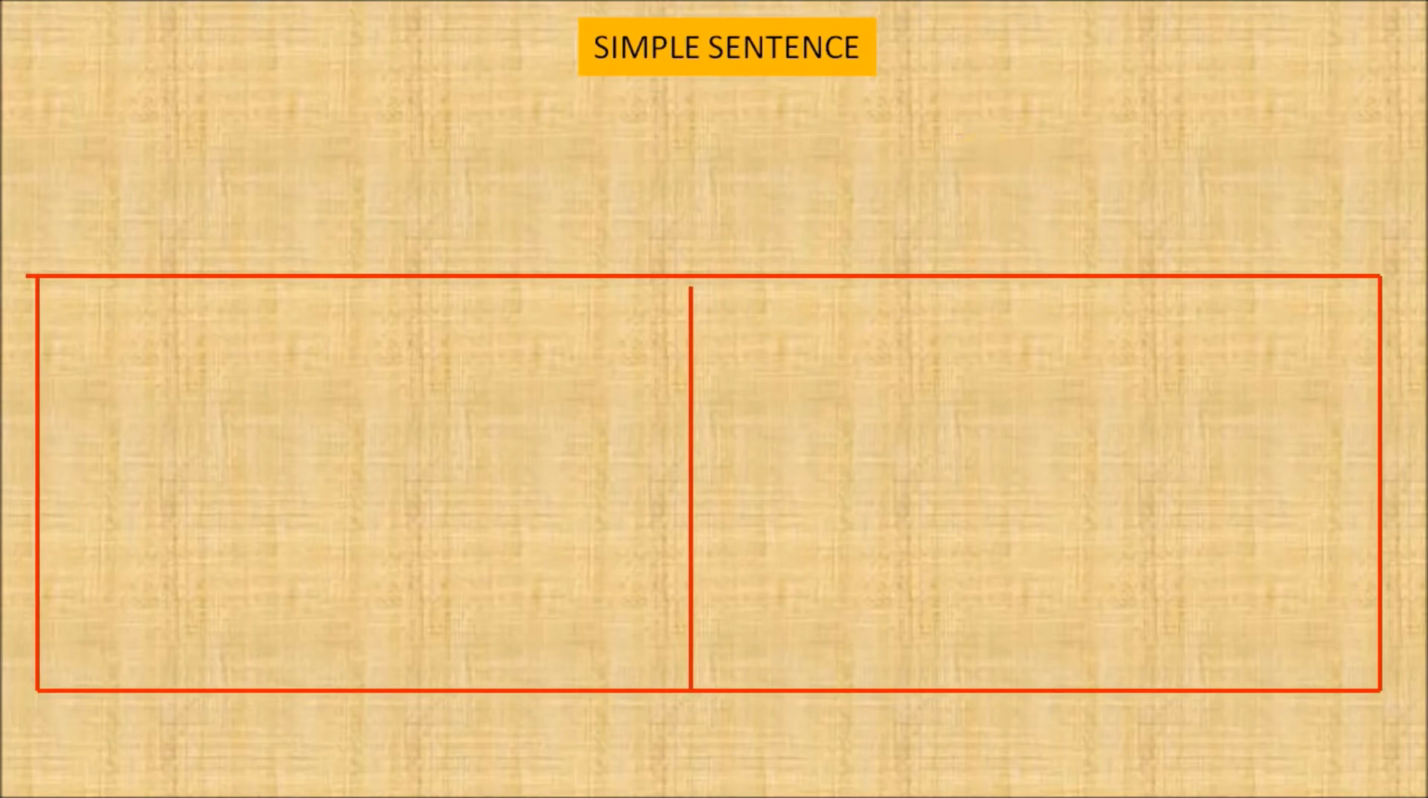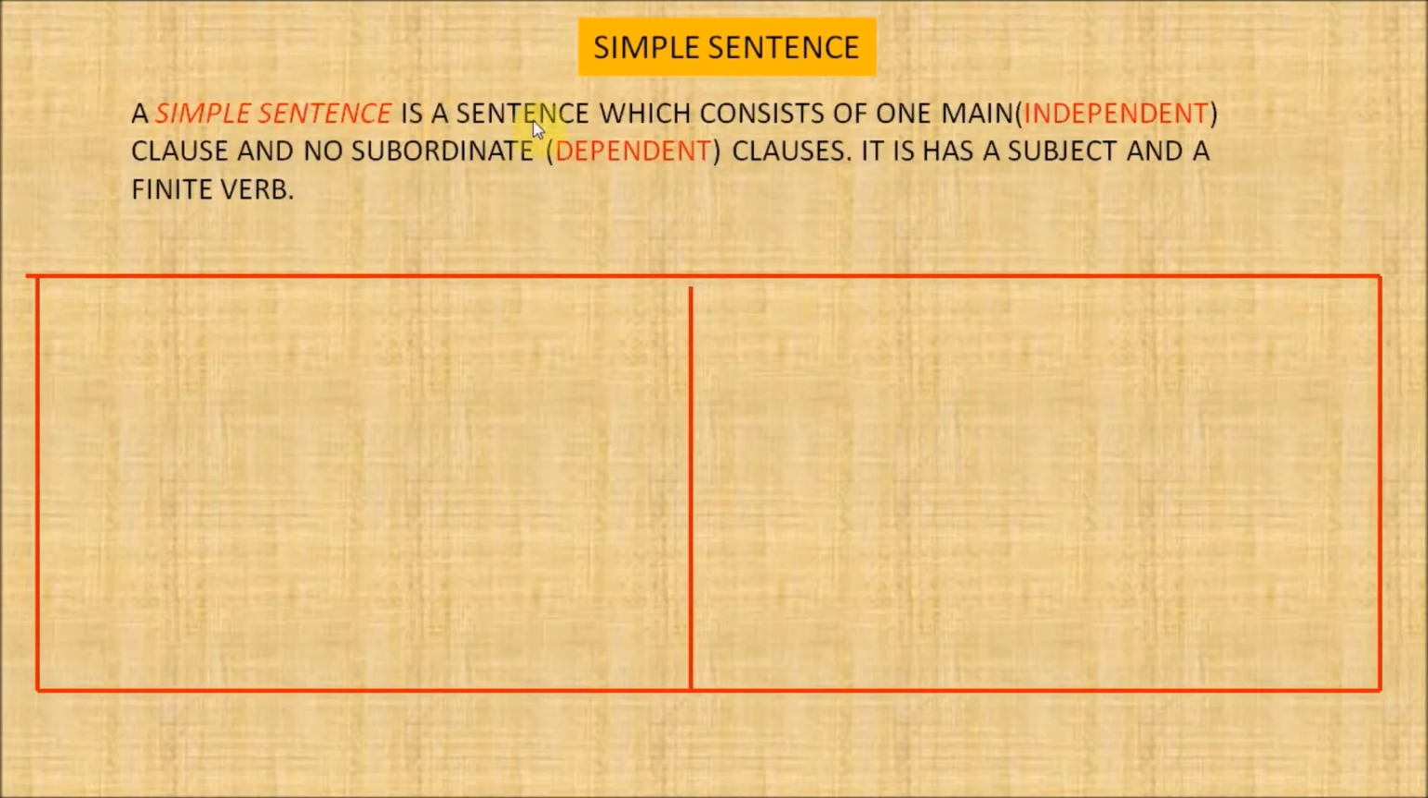Today we are going to learn about simple sentences. To understand simple sentences, let us first and foremost define what a simple sentence is. A simple sentence is a sentence which consists of one main clause and no subordinate clauses. It has a subject and a finite verb.